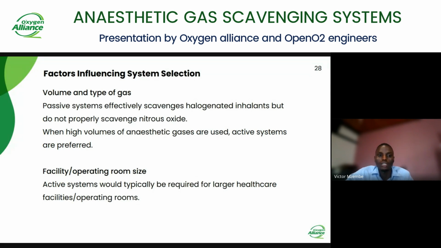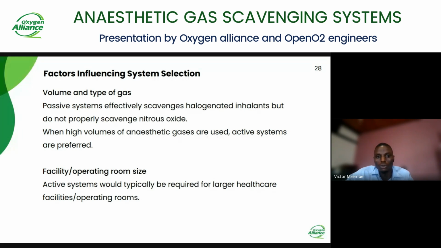Additionally, you have to consider the volume and type of gas being used at the facility. It has to be noted that passive systems can effectively scavenge halogenated inhalants, but they do not scavenge nitrous oxide. So if the gas being used is nitrous oxide, it is recommended that you use an active system because it's the only system that can scavenge that type of gas.